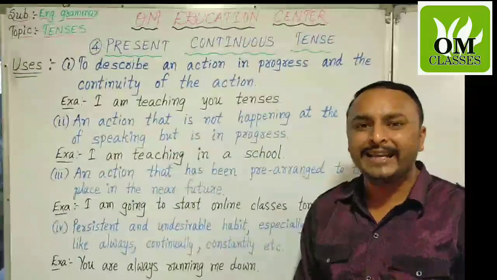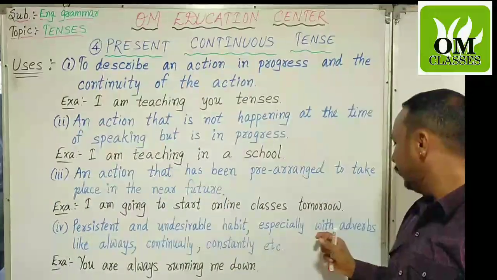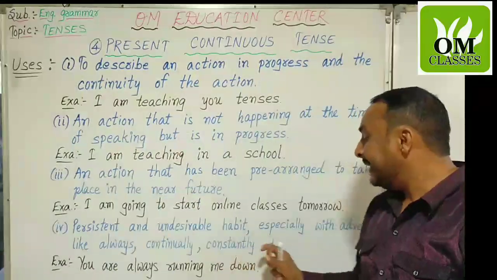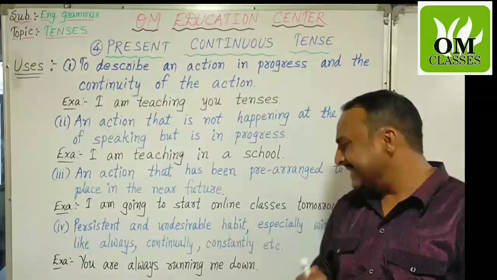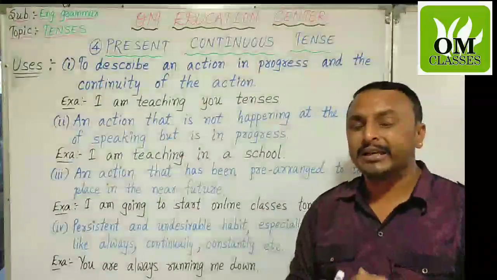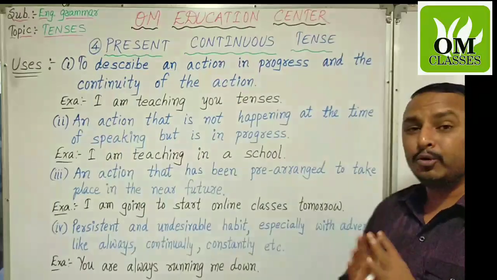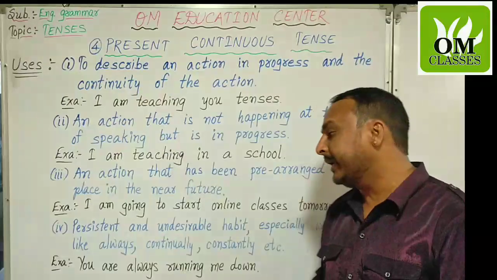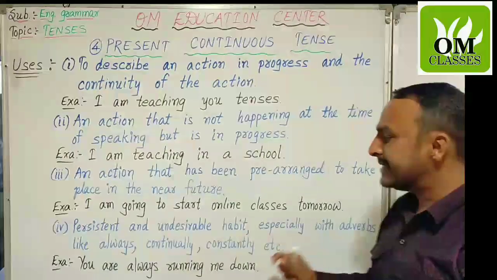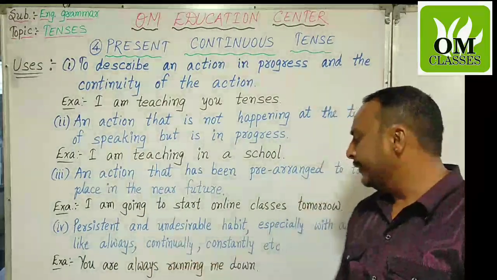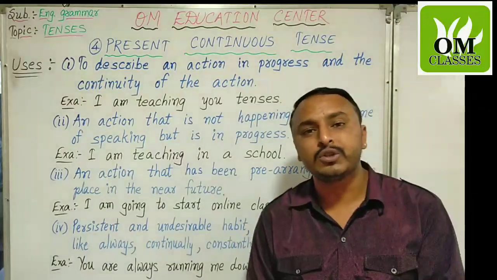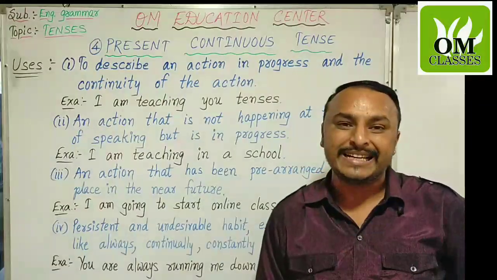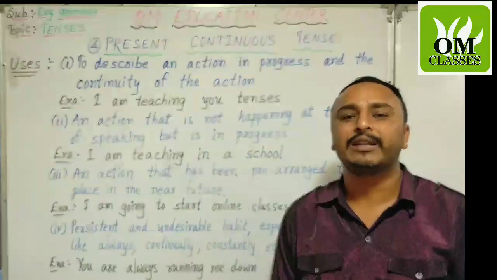Persistent and undesirable habit, especially with adverbs like always, continually, constantly, etc. So ऐसी चीजें जो ऐसी हैबिट है जो हमने सोची नहीं है लेकिन वो लगातार होती रहती है, हमारी उम्मीद नहीं होती है. रिमेंबर, अनडिजायरेबल हैबिट, परसिस्टेंट, बार बार हो रही है, ठीक है, तो वो एडवर्ब्स के साथ यूज होती है. जैसे ऑलवेज, कंटिन्यूअली, कॉन्स्टेंटली, ऐसे वर्ड्स एडवर्ब्स यूज होते हैं. You are always running me down. तुम हमेशा मुझे नीचा दिखाते हो, तुम हमेशा मेरी इज्जत निकालते हो, ठीक है.